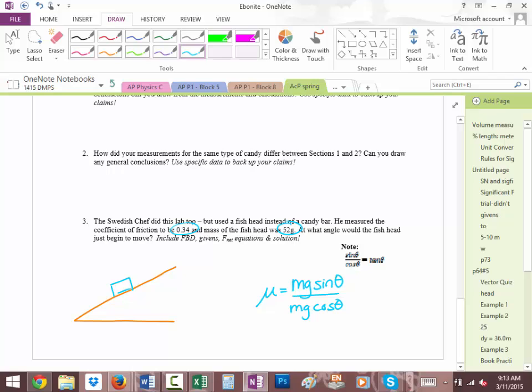So the mg's actually cancel out. Here's the secret: you didn't have to take the mass of anything in order to find your mu's. It really is just mu is equal to the tangent of theta. So to find theta, it's just going to be tan inverse of mu. Do you see what I'm saying?